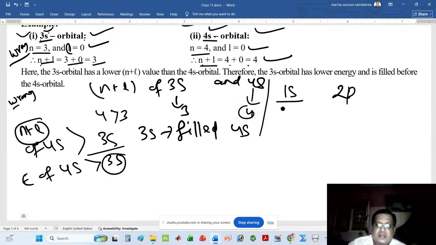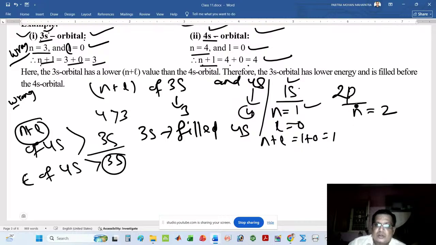First, find out the n value for 1s. The n value is 1, so n is equal to 1. For s, the L value is equal to 0. Now find the n plus L value. The n plus L value for 1s is equal to 1 plus 0, that is 1. Think about 2p. For 2p, n is equal to 2. For p, the L value is equal to 1. Now find the n plus L value: 2 plus 1 is 3.